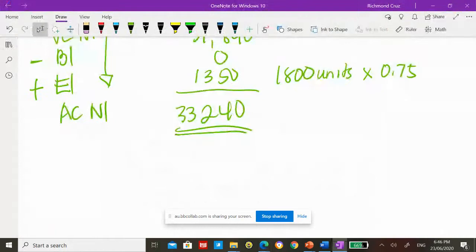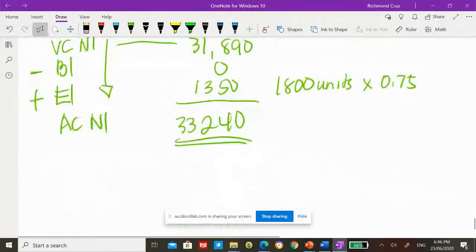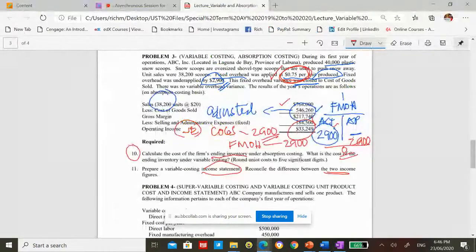Ayan. So, yun. So, what we have learned from this problem, titignan lang natin yung cost of goods sold. Sabi niya kasi was close. So, ibig sabihin, adjusted na yan. Yung 546,240. So, ibabawas natin yung 2,900. So, we're done with number 11. So, kung meron tanong, please let me know.